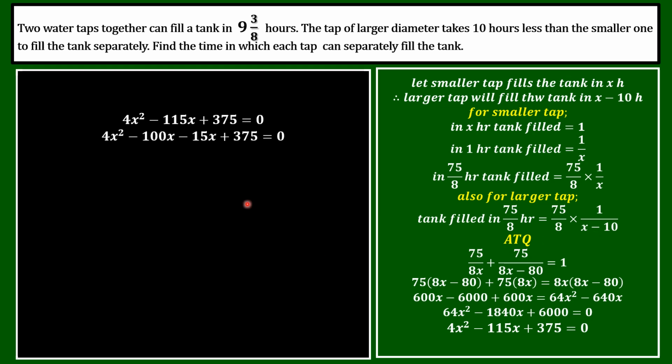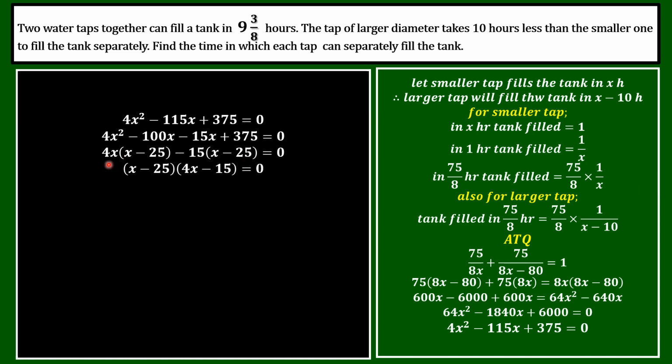Now see, we split this term 115 into two parts, minus 100 minus 15. Now see, AC is equal to 4 into 375, that is 1500, right? Minus 100 minus 15 gives us minus 115 on addition, and on multiplying gives us plus 1500. So it solves the purpose. Next, same steps. 4x is common from the first two terms. We are left within the bracket with x minus 25. 15 is common from these two terms. x minus 25 within the bracket.